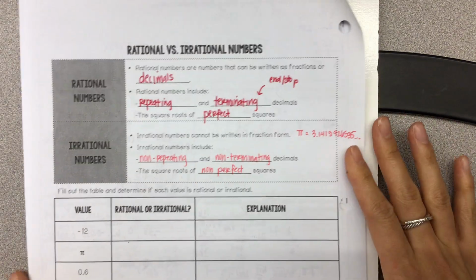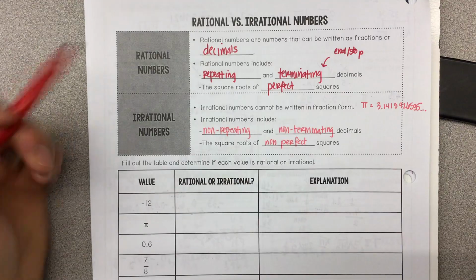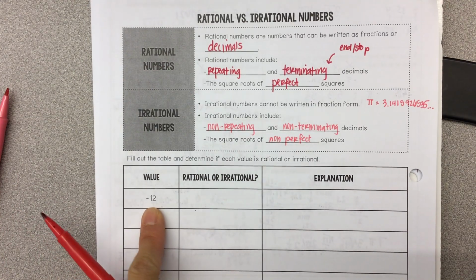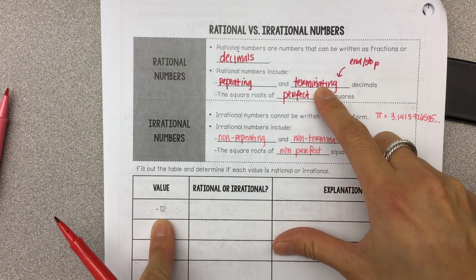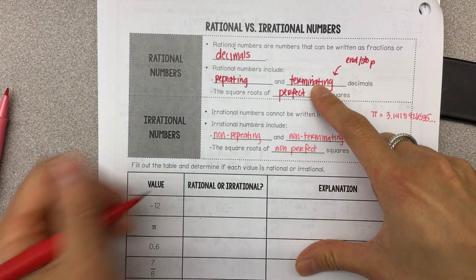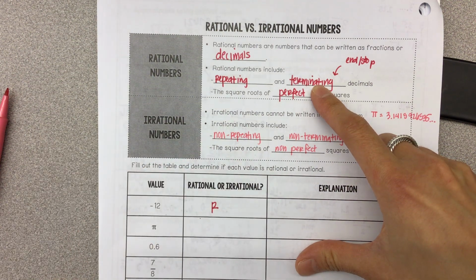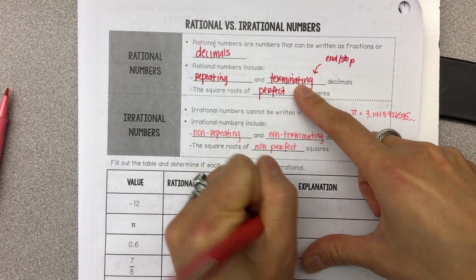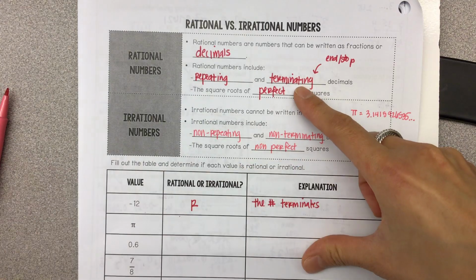Okay, we're going to fill out if it's rational or irrational, and then why. I'm going to try to do red for rational and pink for irrational. So -12, that is a number that terminates. So this one is going to be rational. I'm going to put an R for rational. And this is because the number terminates or ends.